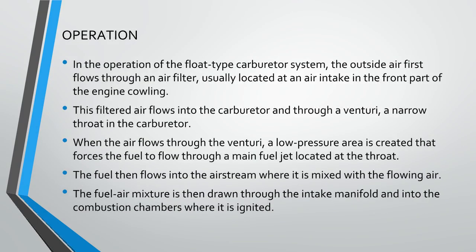Operation. In the operation of the float-type carburetor system, the outside air first flows through an air filter, usually located at an air intake in the front part of the engine cowling. This filtered air flows into the carburetor and through a venturi, a narrow throat in the carburetor. When the air flows through the venturi, a low-pressure area is created that forces the fuel to flow through a main fuel jet located at the throat. The fuel then flows into the airstream where it is mixed with the flowing air. The fuel-air mixture is then drawn through the intake manifold and into the combustion chambers where it is ignited.